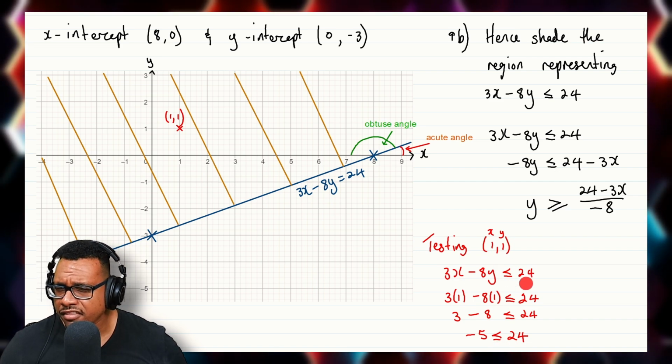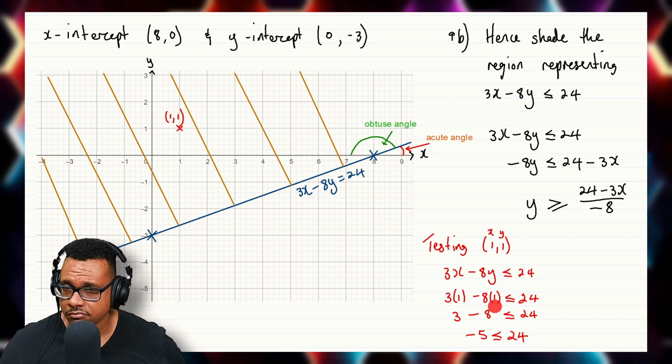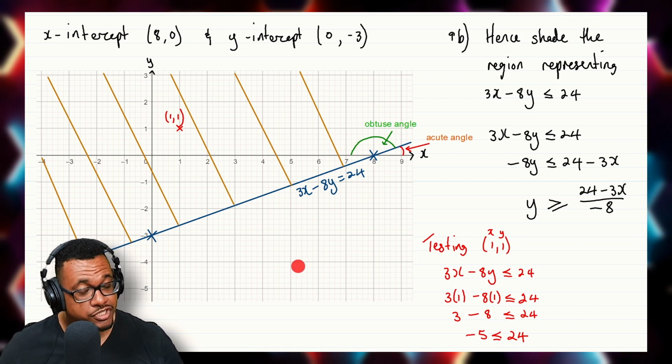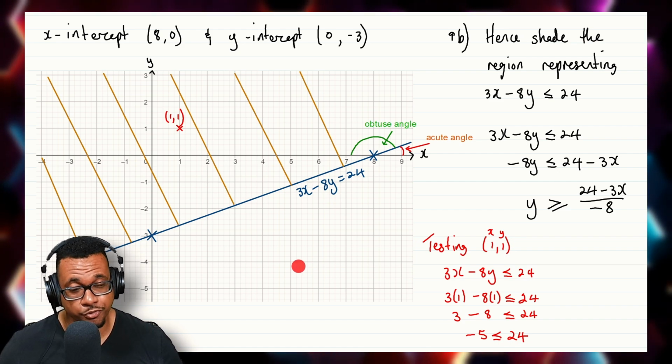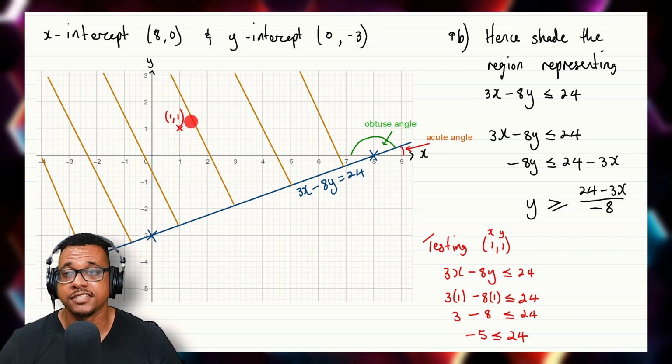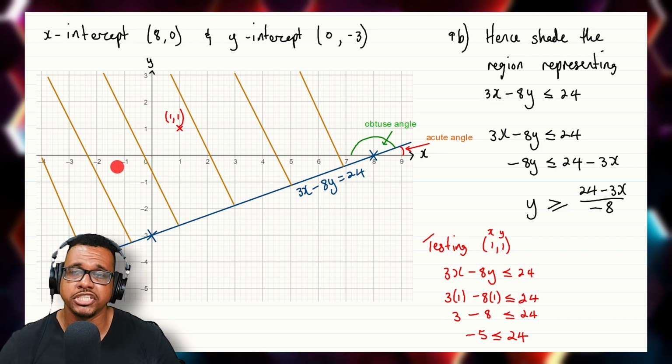And this could lead to another method to determine which side to shade. You could test a point above the line and you could test a point below the line and see which one is true and which one is false. Of course, the one that's true, like if we had tested this point and say, okay, this is true, we know this is the region that we have to shade and we shade above the line.